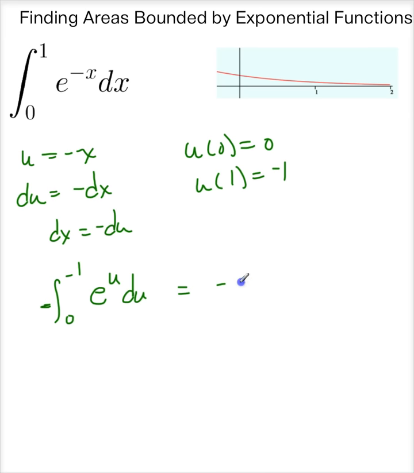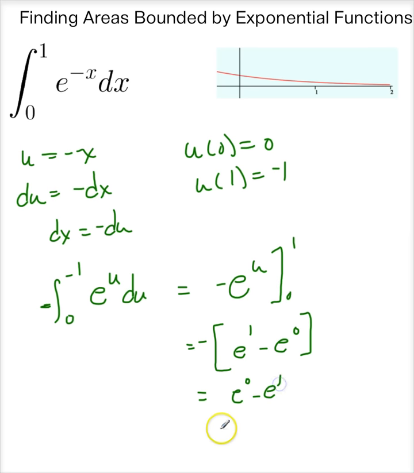So this is minus e to the u evaluated at 0 and 1. So it's minus e to the 1 minus e to the 0. Now, this is just e to the 0 minus e to the 1, or 1 minus e.